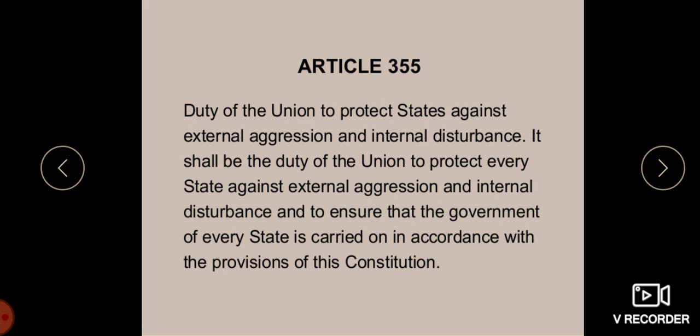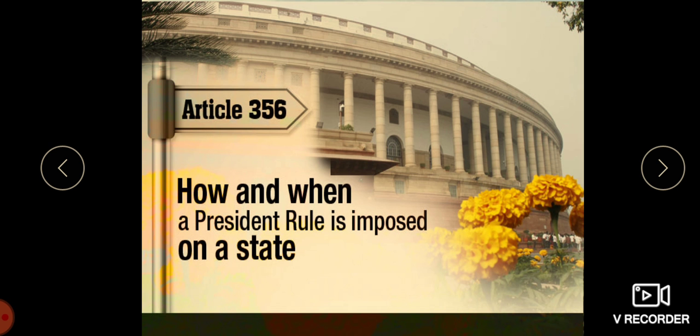And we also have Article 356, which explains how and when President's rule is imposed. Whenever there is a constitutional failure of the state government, it takes place. It should enforce the emergency or presidential rule in a state.